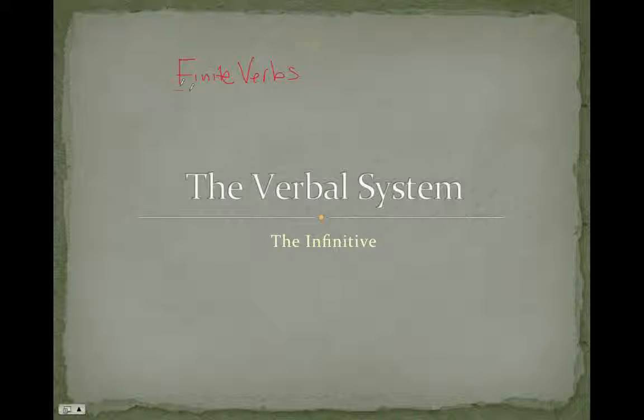And finite comes from the Latin word finis, which means boundary. So when we talk about the infinitive, we're actually talking about an unbounded verb. That is, it is the abstract idea of the verb, or what I like to refer to as a verbal noun. It's a noun being used as a verb, or a verb being used as a noun, rather.